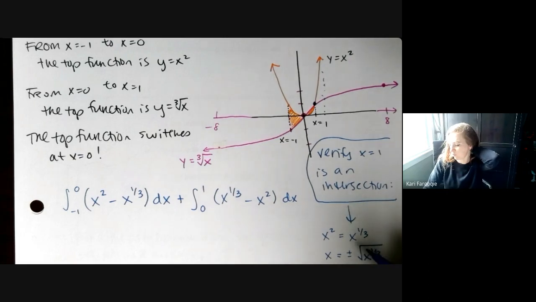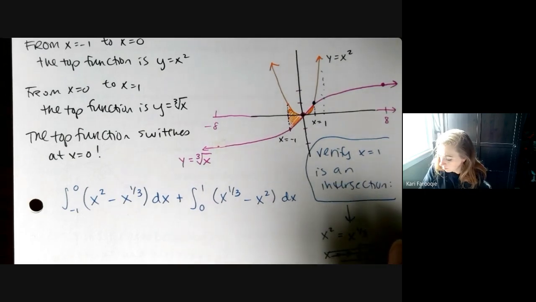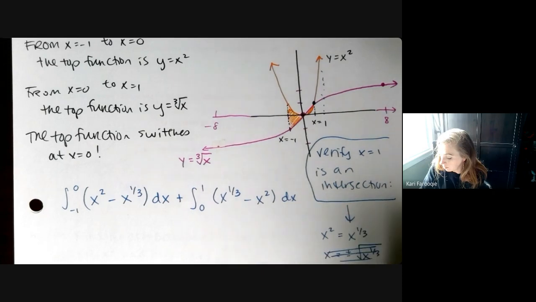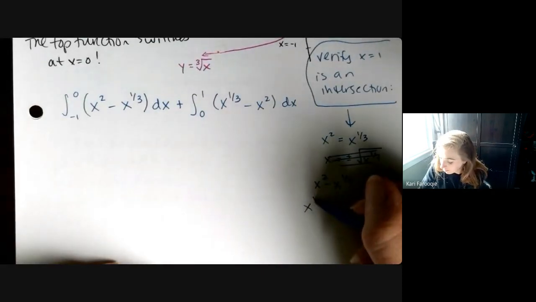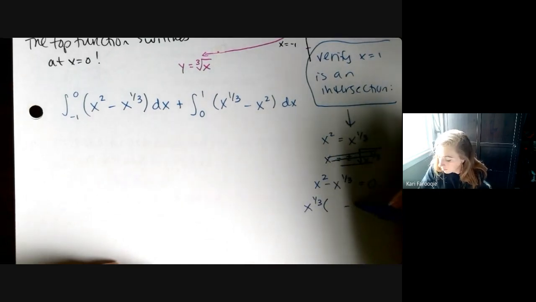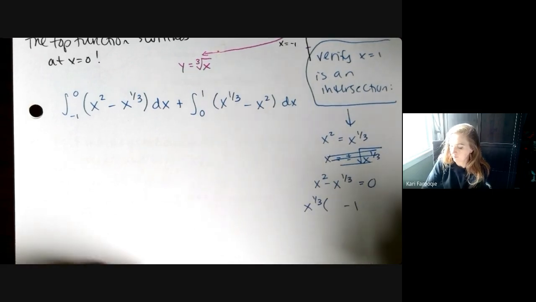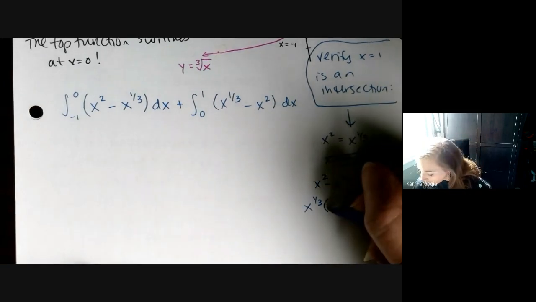You don't want to end up in this weird situation. This probably isn't even the best way to do it either. I'd probably say this, like that. Then I would factor this out and then just set it equal to 0. So I'd get, let's see, x, what's 1/3 plus 2 minus 1/3? So x to the 5/3. Of course it is.